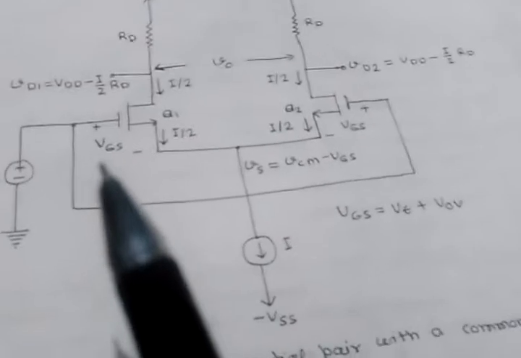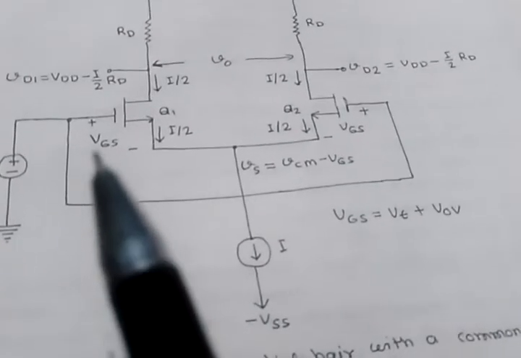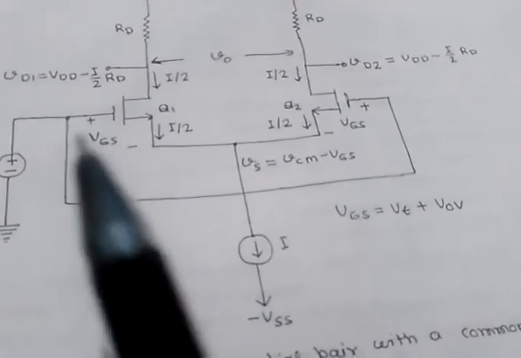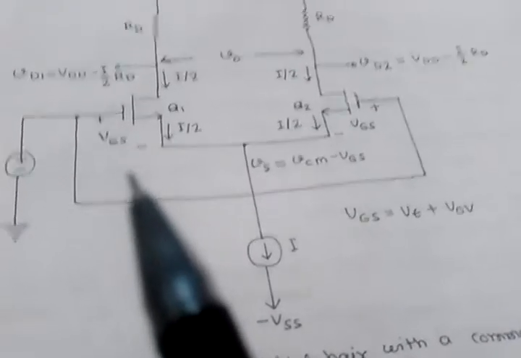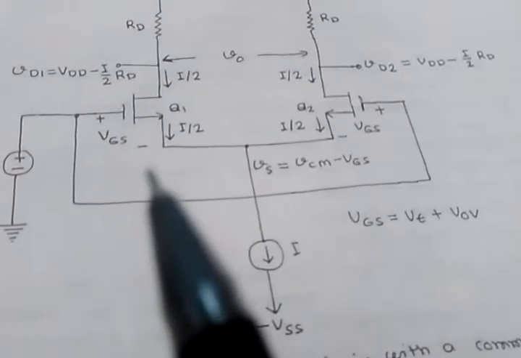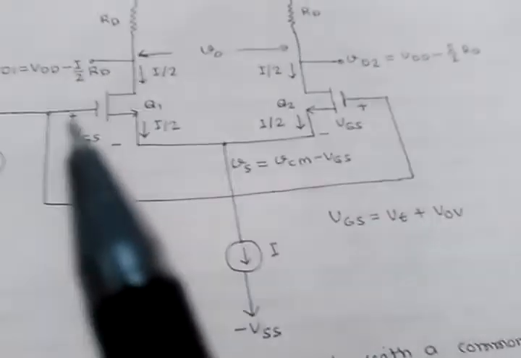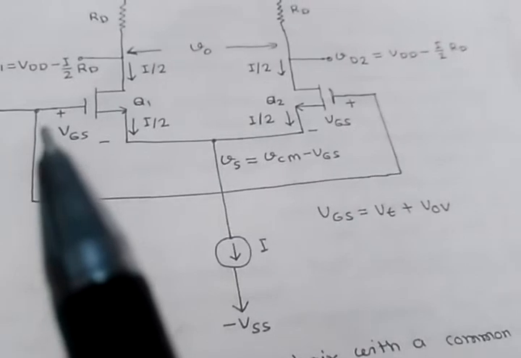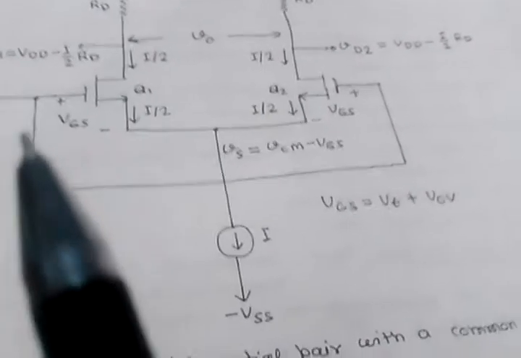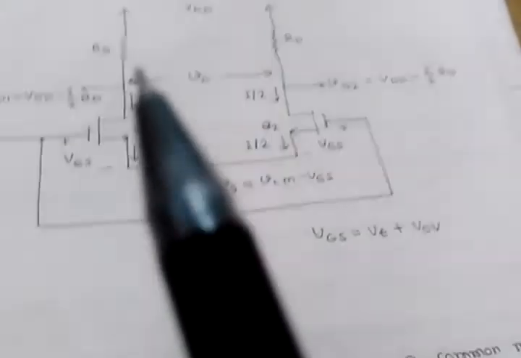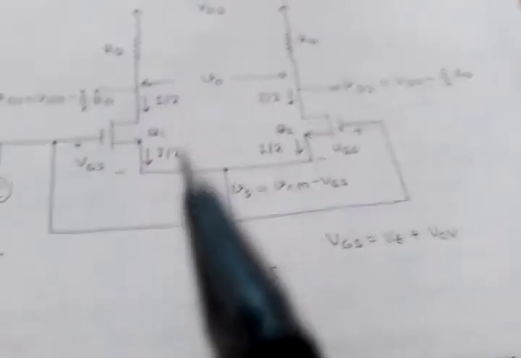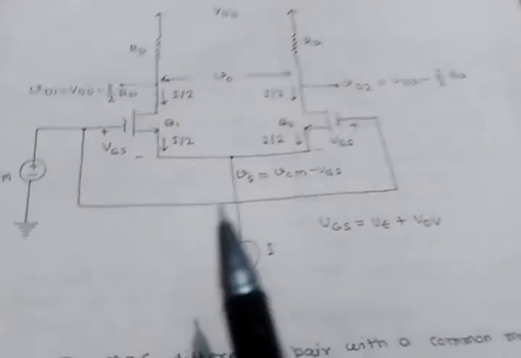We already know the gate of MOSFET is insulated with source by a thin layer of silicon dioxide. So gate current in case of MOSFET is 0. There will be no gate current. Hence drain current and source current of Q1 and Q2 both will be same. Drain current will be equal to the source current.